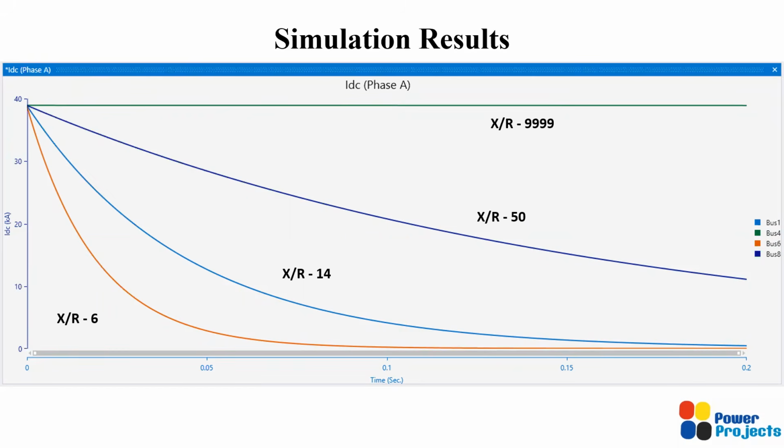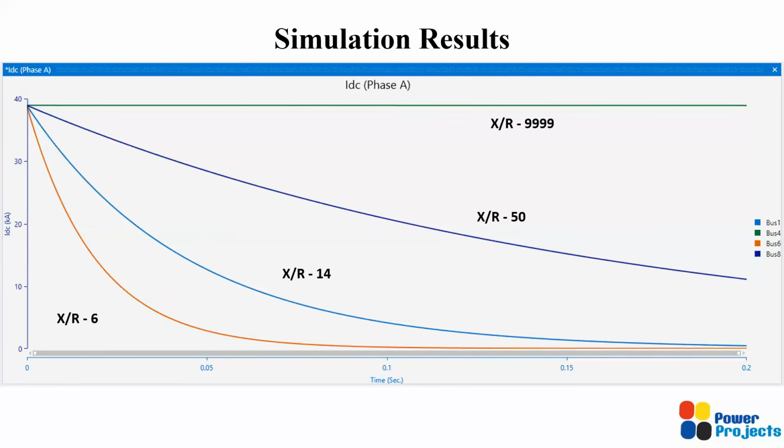I have plotted DC current with X by R infinite, X by R 50, X by R 14, and X by R 6. You can see I have plotted for up to 200 milliseconds. With an X by R of infinity, the DC current remains at 40 kiloamps. At X by R of 50, the DC current decreases with respect to time. At X by R of 14, it decreases much faster than X by R 50. And with an X by R of 6, it reduces further much faster. So the lower the X by R, the faster the DC current decays. The higher the X by R, the DC current takes quite a higher time to decay.